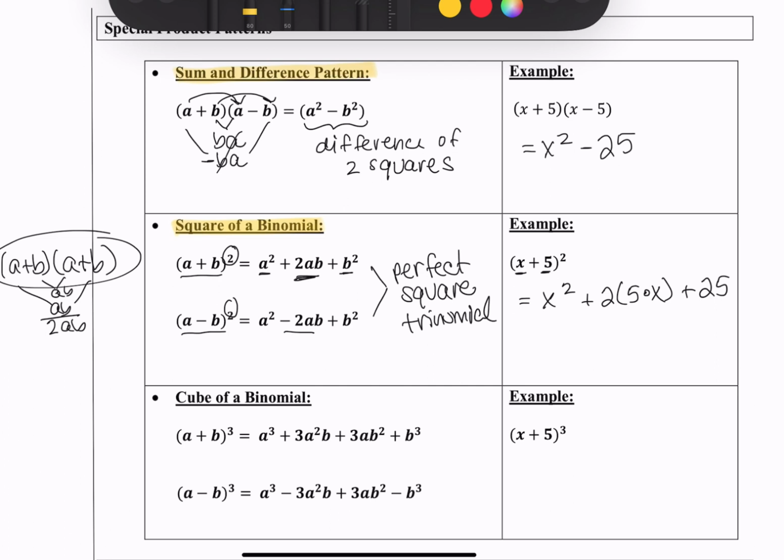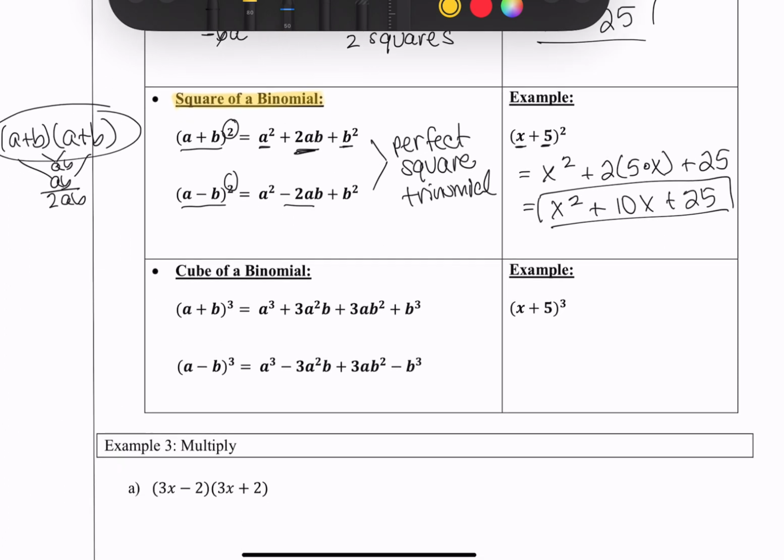So you can take this step, or like the way that I do it, I just recognize it's the square of a binomial. First term gets squared. Second term comes from multiplying the two terms and doubling them. So 5x times 2 would end up giving me 10x, last term squared. And there you have it. I'm going to actually go up here and box that one in too. Now the last special product pattern that we have is new to you.